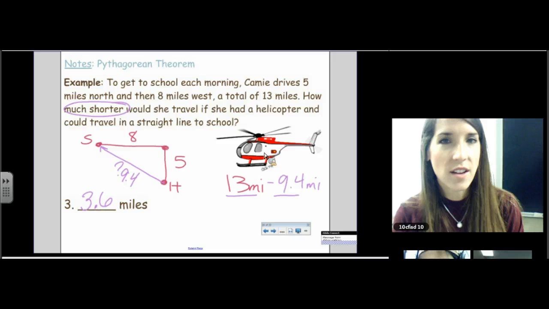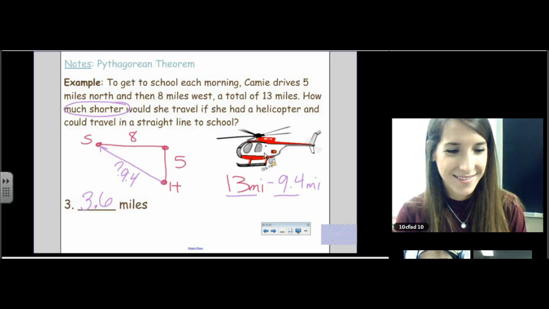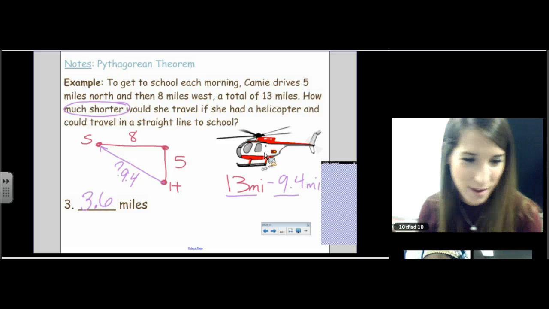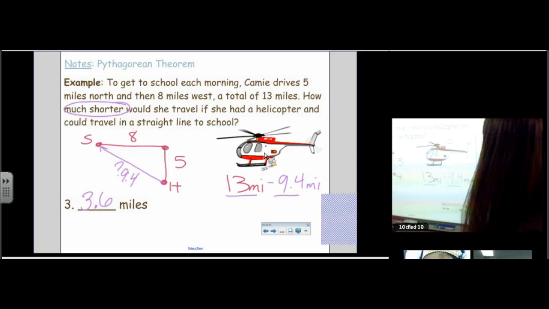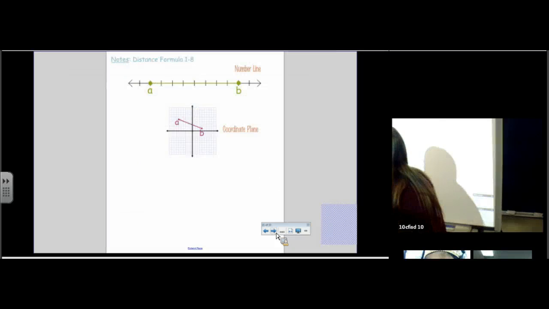Has anyone ever ran 3.6 miles? Any long distance runners out there? That's not really long distance, but you ran 4. Good job. All right, we're going to move on.